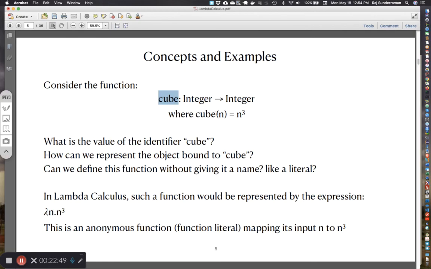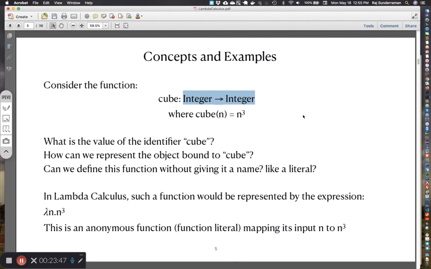In the next line we are describing what the cube of n does. If n is an integer from the domain, then cube of n, which we are defining as n cubed, is also an integer, from the range. So that's the function, a mathematical function we are familiar with. Now let's ask some questions. Assuming this is part of a programming language and cube has become a variable, like int x, you're defining cube as a variable, and the data type of cube is this part here: integer arrow integer. That's how you describe the data type of a function. So cube is a variable, and the question is, what is the value of the identifier cube? That's an interesting question to ask.